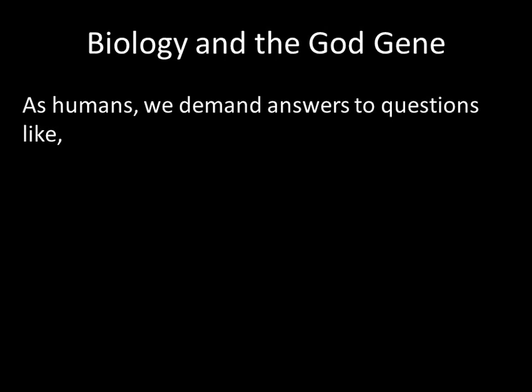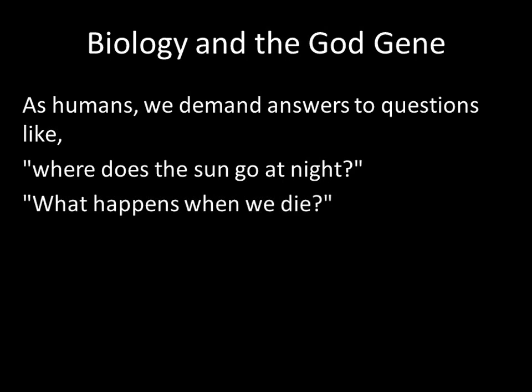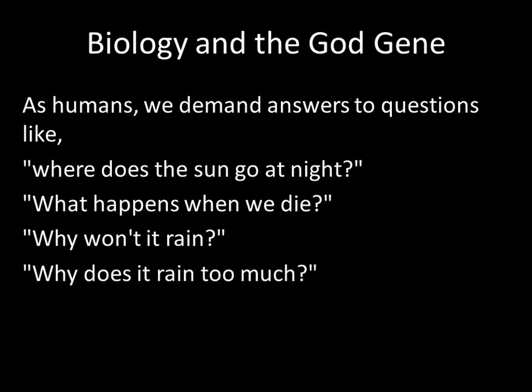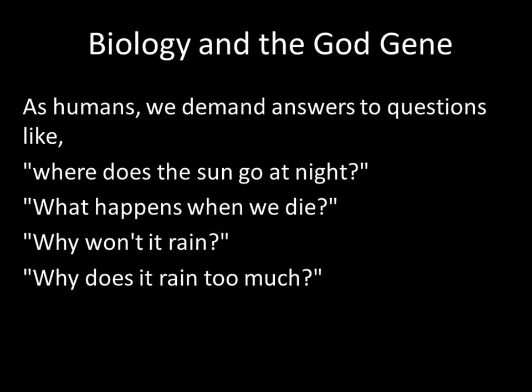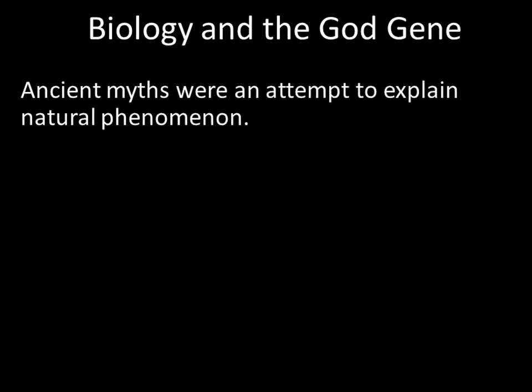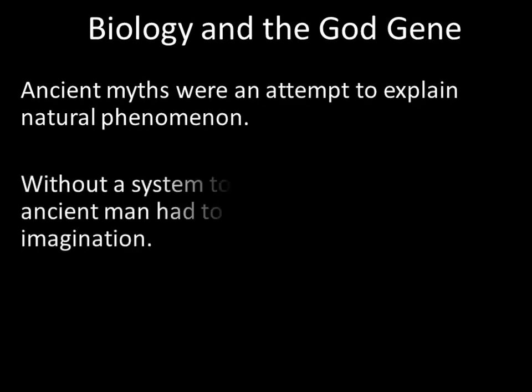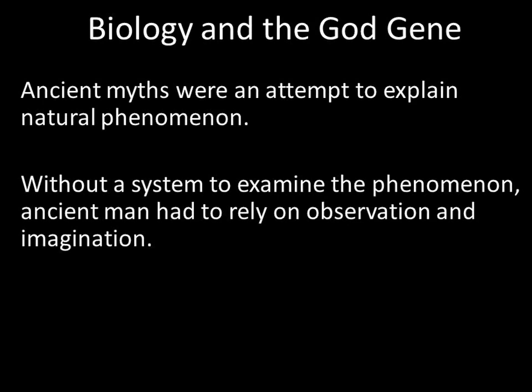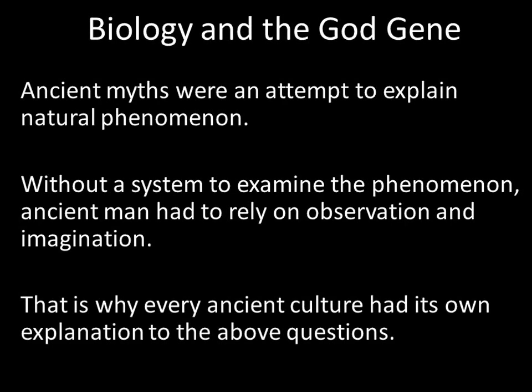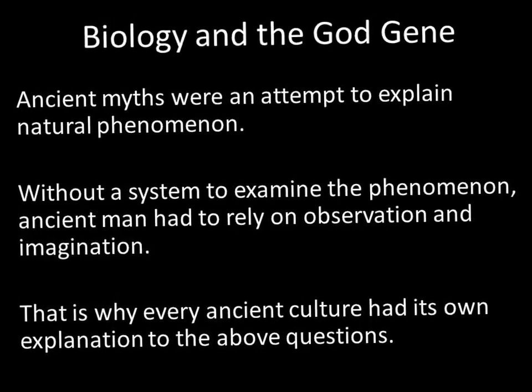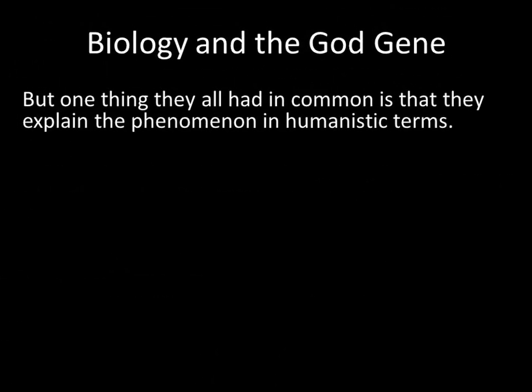As humans, we demand answers to questions like, where does the sun go at night? What happens when we die? Why won't it rain? Why does it rain too much? Ancient myths were an attempt to explain natural phenomena. Without a system to examine the phenomena, ancient man had to rely on observation and imagination. That is why every ancient culture had its own explanation to the above questions. But one thing they all had in common is that they explained the phenomena in humanistic terms.